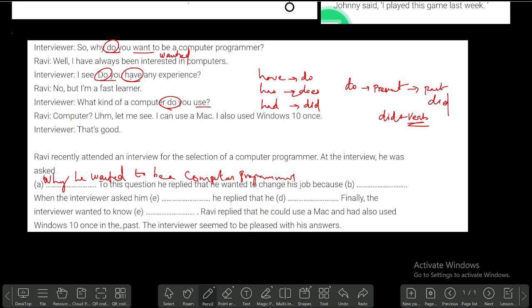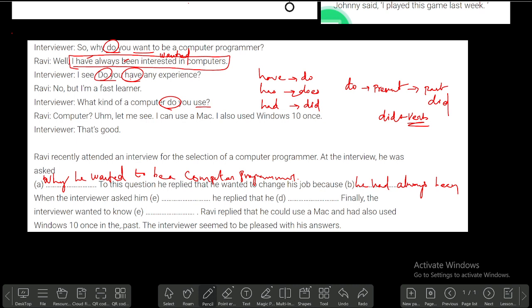And the next: he replied that he wanted to change his job, because of the statement, for the reason. What is the question? I have always been interested in computers, because the next you should change it. What is the answer? Have always been, which means have been. What tense is it? Present perfect. We should change it into past perfect. So what should be your answer? He had always been interested in computers. That's it.